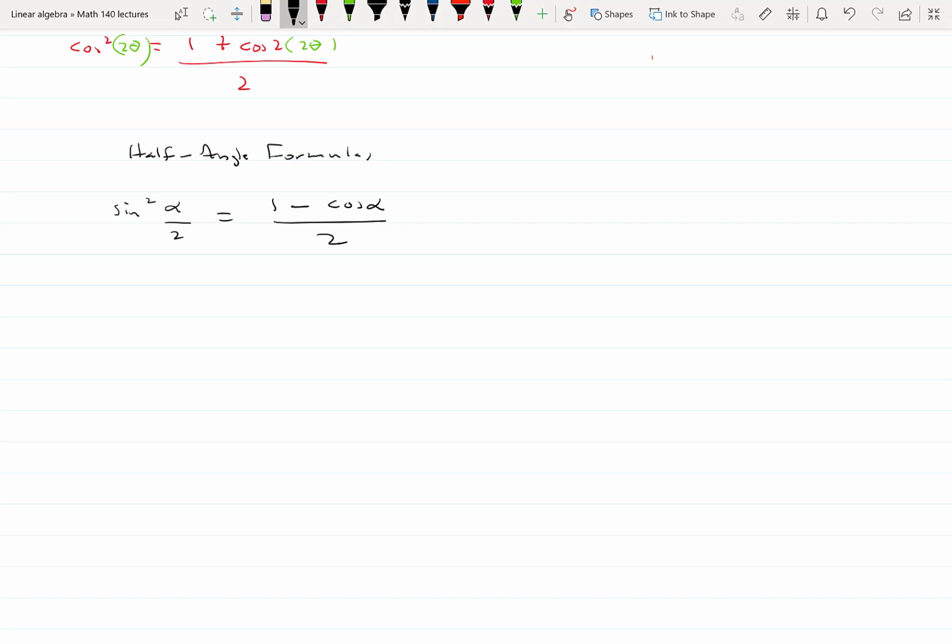We saw sine squared theta equals 1 minus cosine of 2 theta over 2. It's the same formula. Replace theta with alpha over 2 on both sides of the equation. On the left-hand side, you get sine squared of alpha over 2. On the right-hand side, you get 1 minus cosine of 2 times alpha over 2, which is just alpha, all over 2. So it's not new.